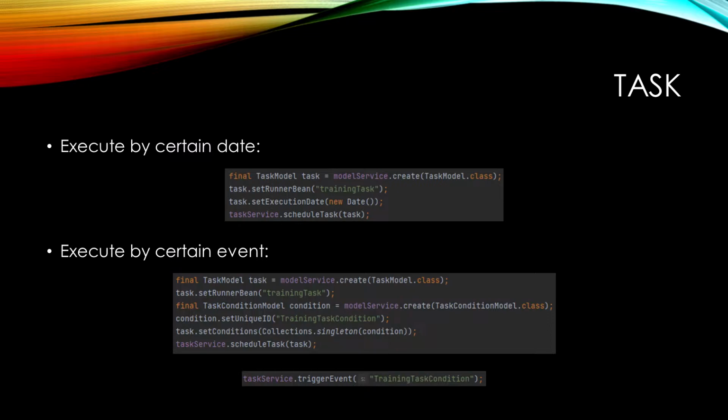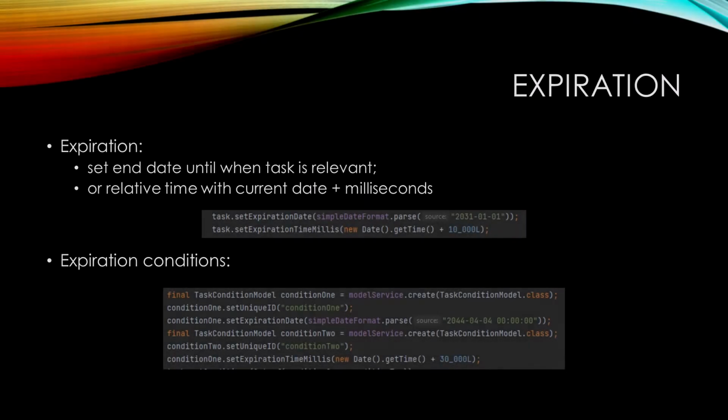The other option is to attach the task condition object to the task and trigger the event via task service. Both task and condition can be expired. Expiration is set via expiration date or relative expiration time in milliseconds.